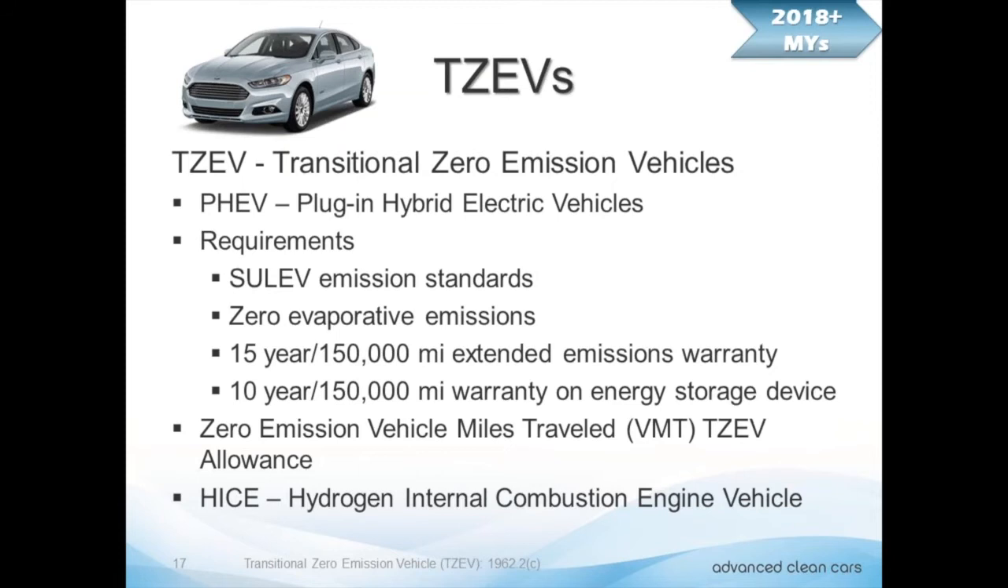In order for a TZEV to be eligible to earn credits, it must meet SULEV emission standards and have zero evaporative emissions. In addition, they must come with a 15-year, 150,000-mile extended emissions warranty and a 10-year, 150,000-mile warranty on the vehicle's traction battery used for hybrid electric operation. TZEVs earn credits primarily through the Zero Emission Vehicle Miles Traveled TZEV Allowance, also known as the Zero Emission VMT TZEV Allowance.